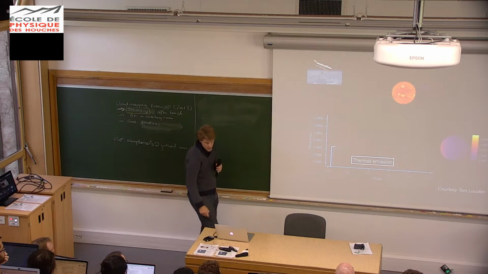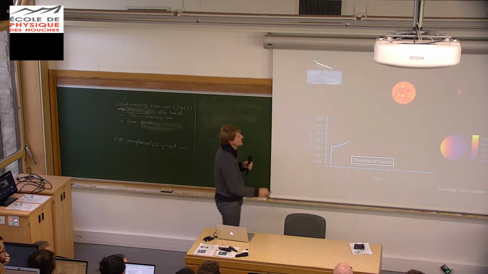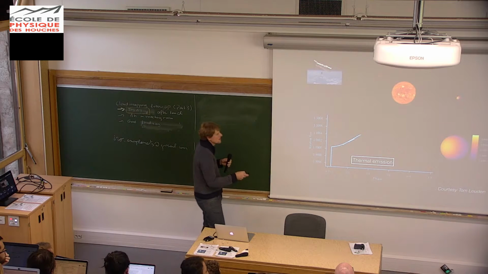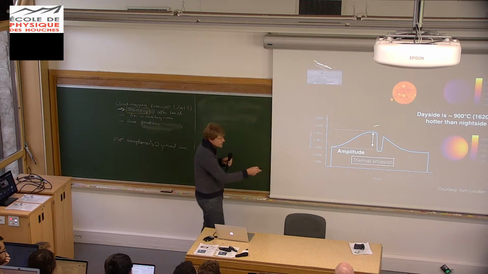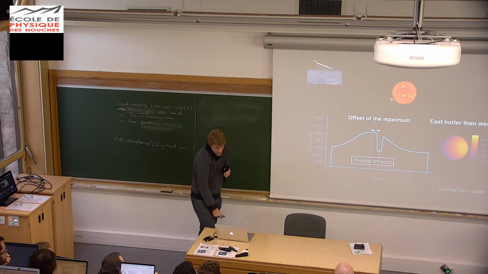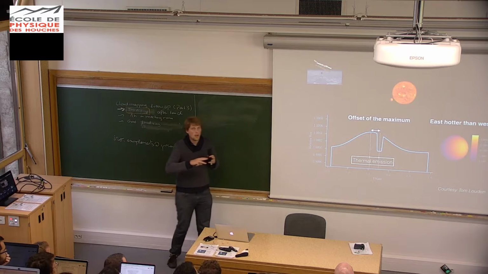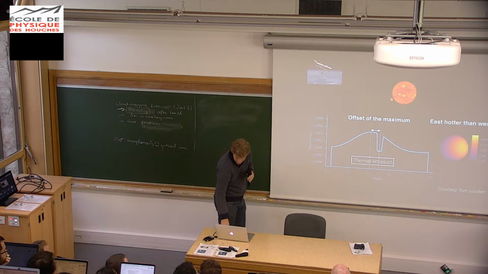Thermal phase curve, that's a nice cartoon made by Tom. Tom, you're here, that's you. So the planet goes around the star, and you can see the day side and night side in the optical. And what we actually can measure is the amplitude of the phase curve, that's related to the day-night contrast in temperature, and the offset of the maximum of the phase curve, that's related to how the temperature is distributed with longitude.